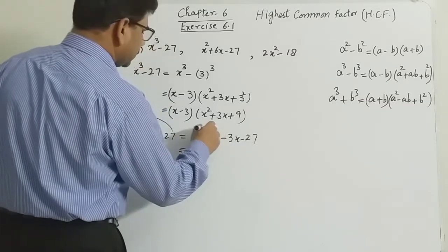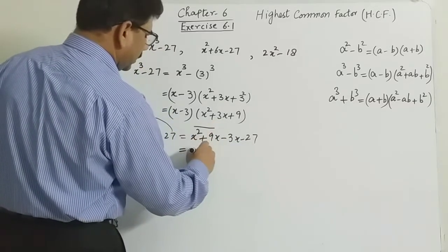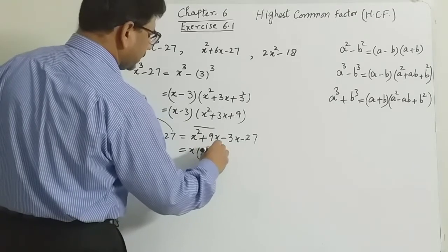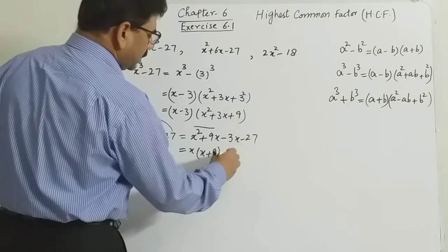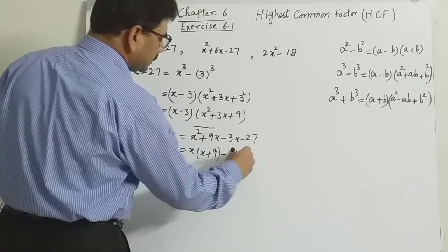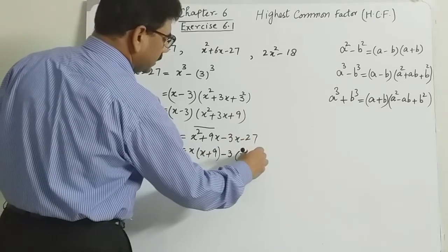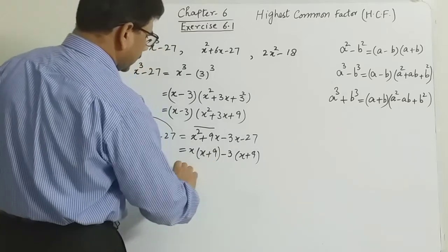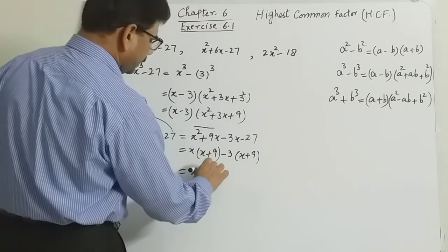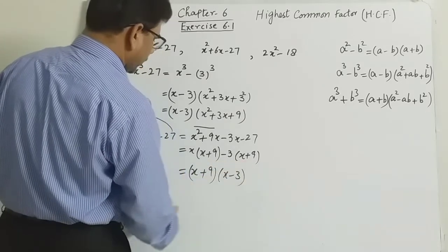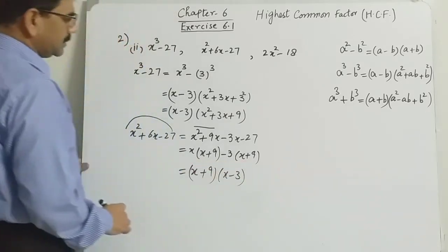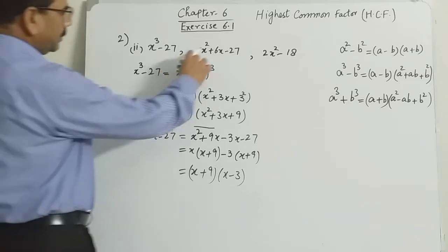From the first two terms, x is common, and as a result we will have x plus 9 inside the bracket, and from these two terms negative 3 is common. As a result we will have x plus 9 inside the bracket. Now x plus 9 is common, and the remaining expression will be x minus 3. This will be the factorization of the second polynomial.